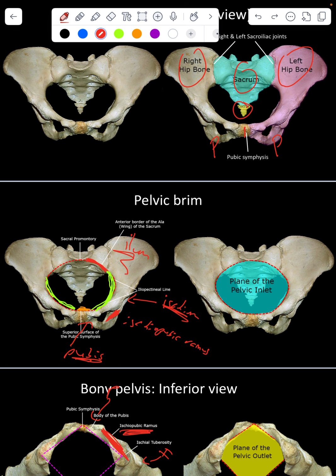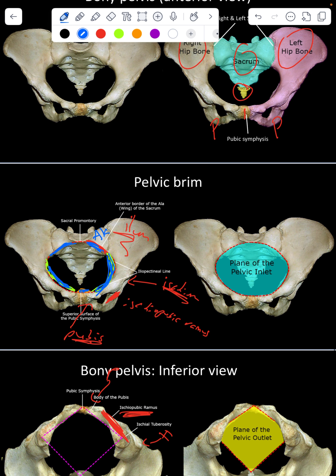And then, I don't know if she wants to get too specific with this, but your pelvic brim is technically your ala, plus this iliopectineal line, plus the superior surface of the pubic symphysis. And the other side will also have an iliopectineal line and ala. All together they make your pelvic brim. None of these are highlighted, so I don't think she'll ask.